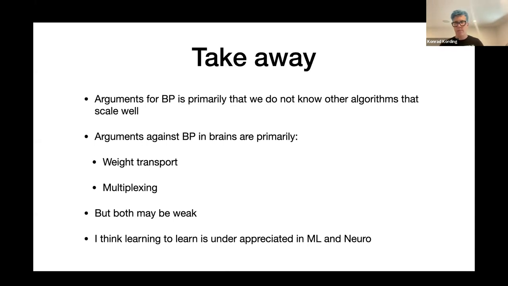The arguments against backpropagation that the world has are primarily problems with weight transport and multiplexing, neither of which I think are really that big problems. They seem like relatively minor problems. And lastly, I think that meta-learning, like learning how to learn, is one great way with which systems that aren't perfect, and that could be either neuromorphic systems or neurons, could learn to do really good gradient descent, even if they're built out of slightly janky hardware that is not perfect. And with that, I want to thank you so much for having me. This was a delight.